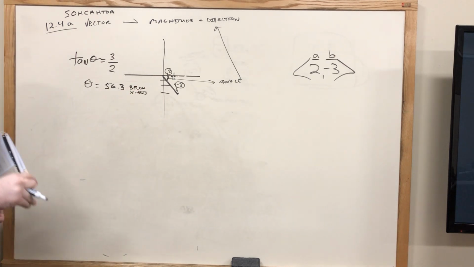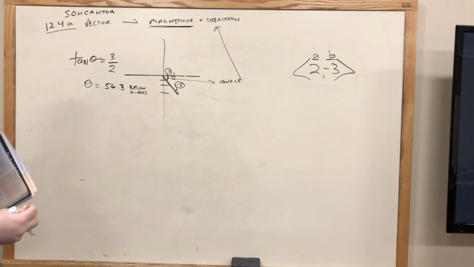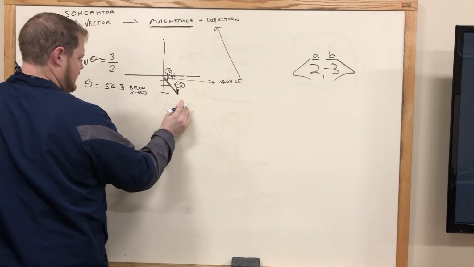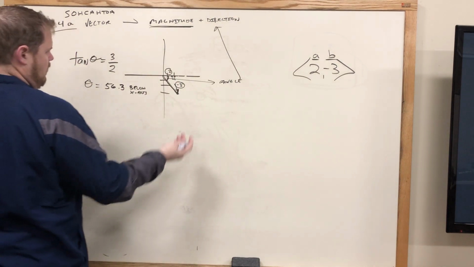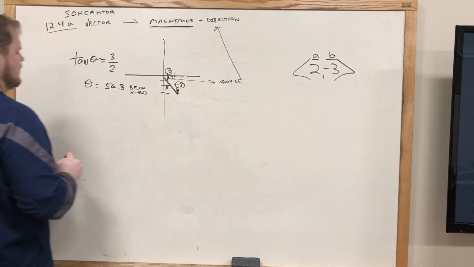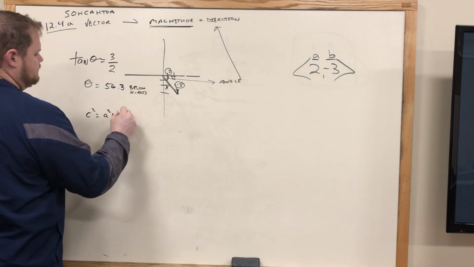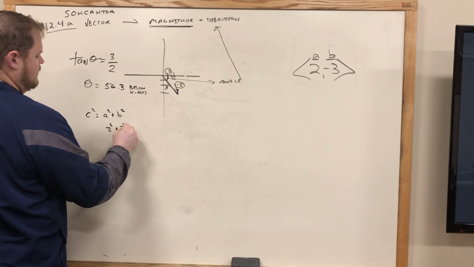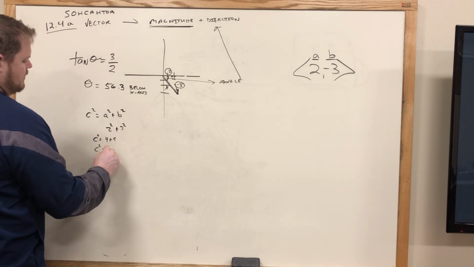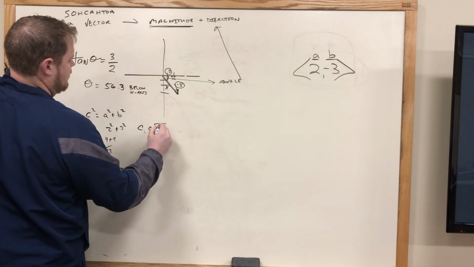Now, what would the distance or the magnitude be? If this is our vector, that's the magnitude, and that's the direction. Well, what is that? Good, very good. Use the Pythagorean theorem, solve for your third side. So c squared equals a squared plus b squared, 2 squared plus 3 squared, c squared equals 4 plus 9, c squared equals 13, square root, c equals square root of 13.